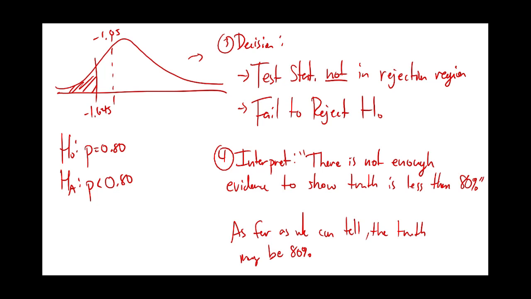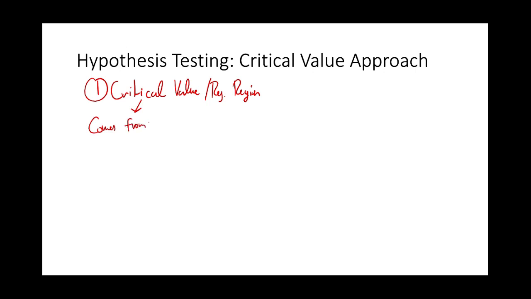All right. So basically, this is called a critical value approach to hypothesis testing. The first thing you have to do is get your critical value and your rejection region, so the cutoffs. The critical value comes from the z-table, and it's based on your alpha level. The rejection region is always the tails beyond the critical value.